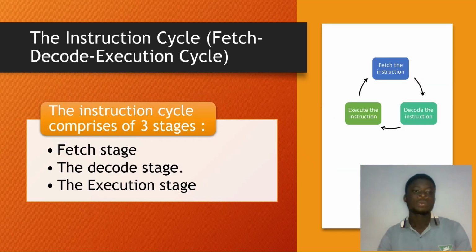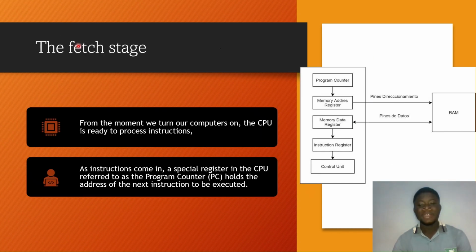Now let's move on. The instruction cycle comprises three main stages, namely the fetch stage, the decode stage, and then the execution stage. Now let's go deeper into each stage. This is the fetch stage. From the moment we turn on our computer, the CPU is ready to process instructions. As instructions come in, a special register in the CPU referred to as the program counter is responsible for holding the address of the next instruction to be executed.